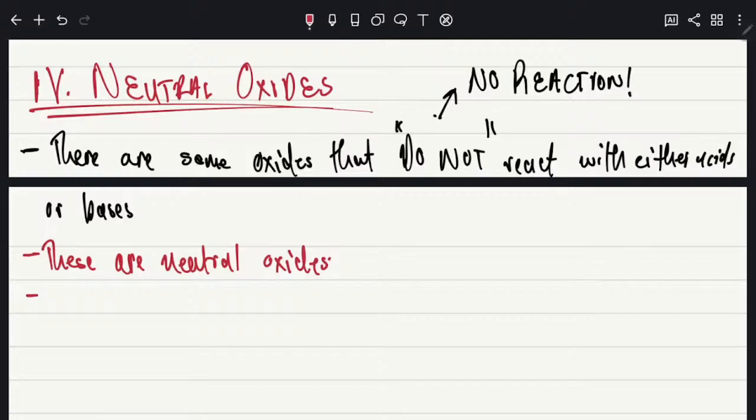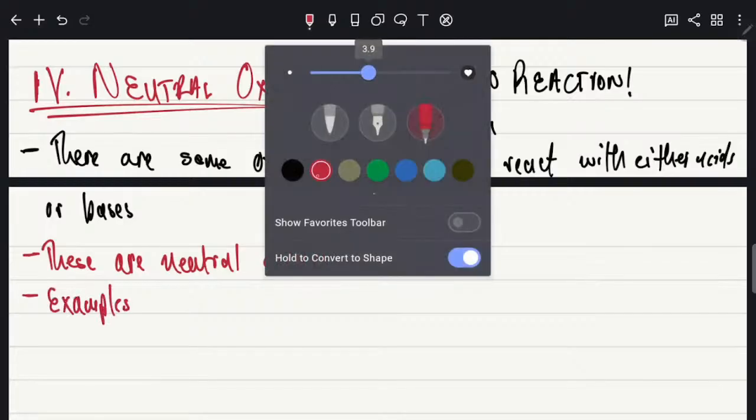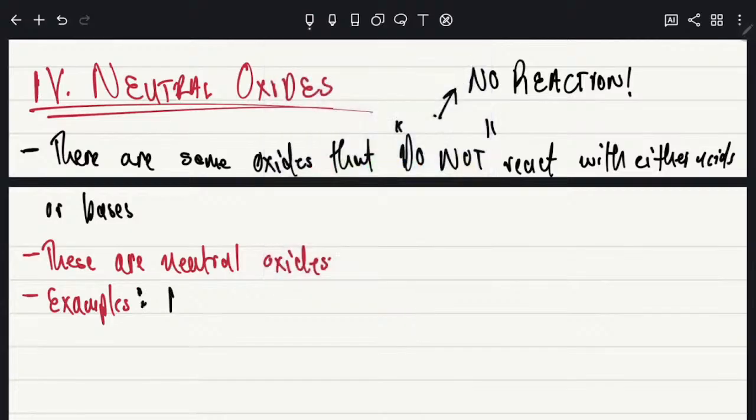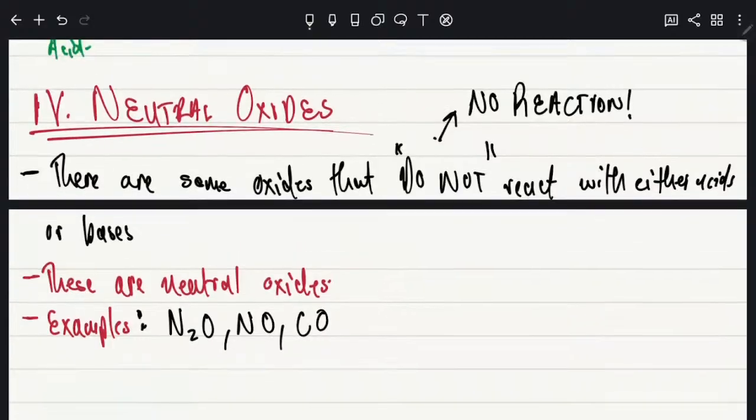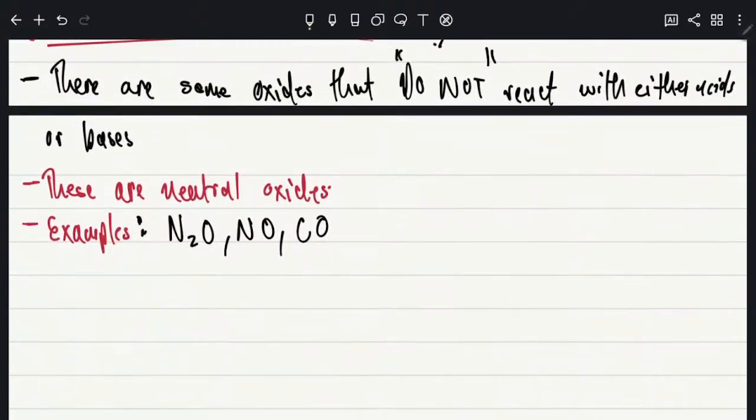And you can say examples would be nitrogen oxide, nitrogen monoxide, and carbon monoxide. These three are all neutral. Questions?